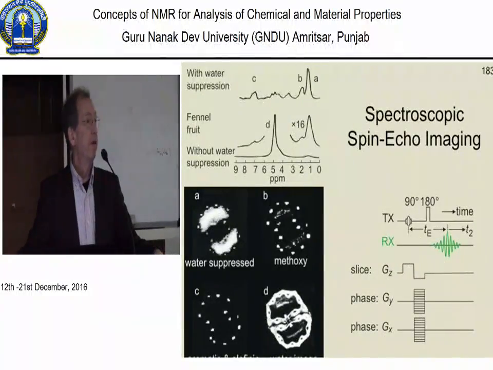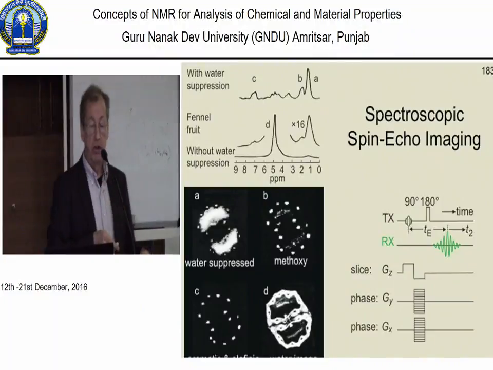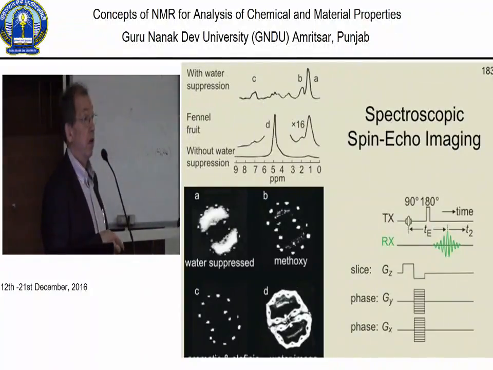So another way that is quite important is when you image plants. This is an NMR image, a cross-sectional image through a fennel seed or fennel fruit. And you see different images. They're all derived from a data set acquired in this way. Now, during the detection time, TX means transmitter, RX means receiver. So we detect an echo, but all the space encoding is done in the indirect dimension.